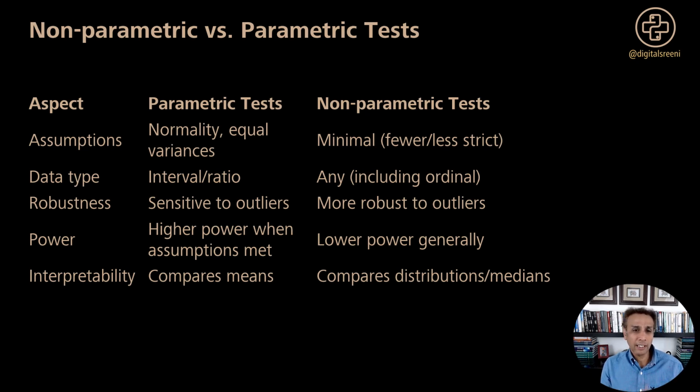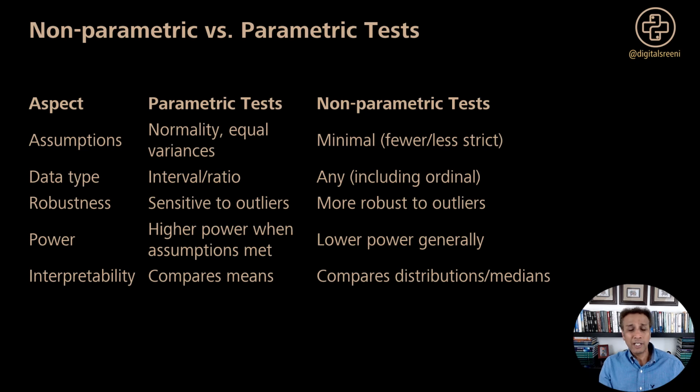And also the data type is a factor, right? So if it's a continuous type of data, we call it interval or ratio, then parametric tests. And in terms of non-parametric, it can work with ordinal data, right? So this is the first, this is the fifth, this is the seventh, whatever. So it can work with that type of data. And parametric tests are usually sensitive to outliers, and non-parametric are more robust to these outliers.